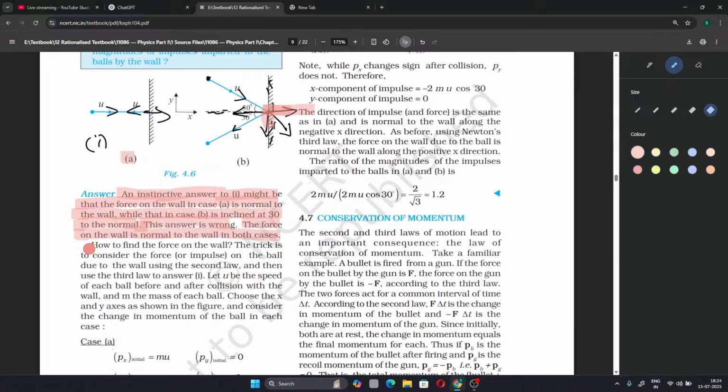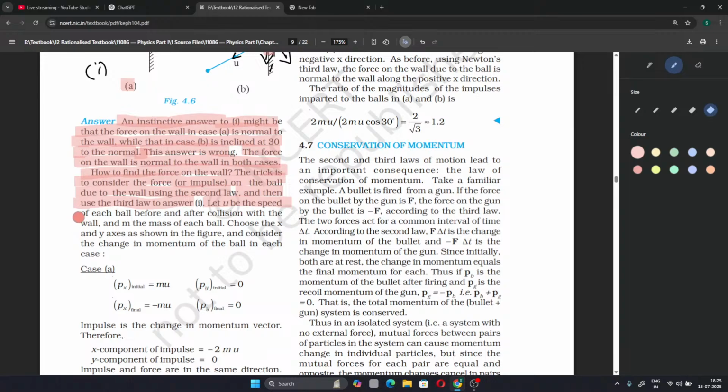How to find the force on the wall? The trick is to consider the force or impulse on the ball due to the wall using the second law, and then use the third law to answer it. They're saying the first thing we need to do to calculate the force on the wall is consider the impulse on the ball through the second law, and then use the third law to answer it.